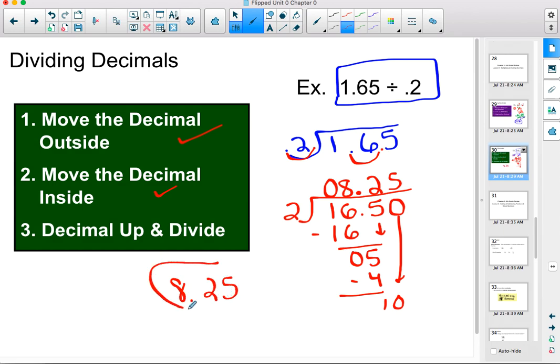No need to move your decimal like we did to multiply. We dealt with our decimal right away. Remember, step 3, decimal up and divide. You may want to watch these problems a couple times. Make sure you're confident. And if you have any questions about this lesson, please ask.